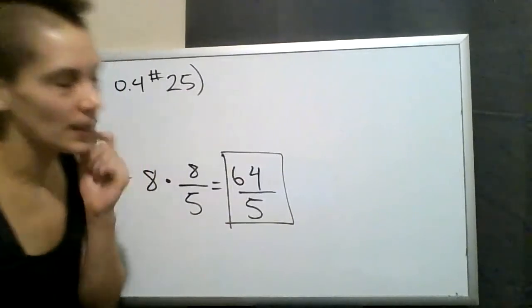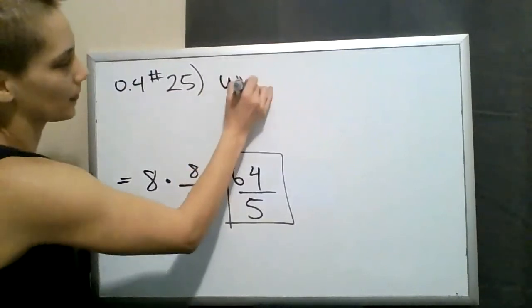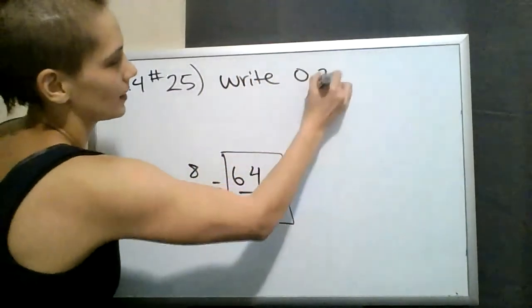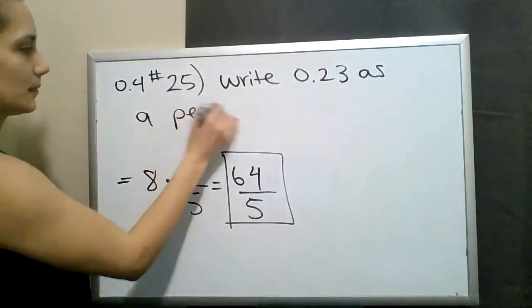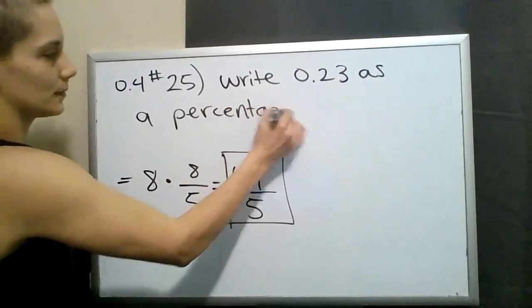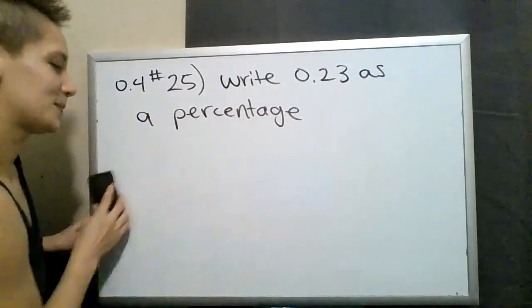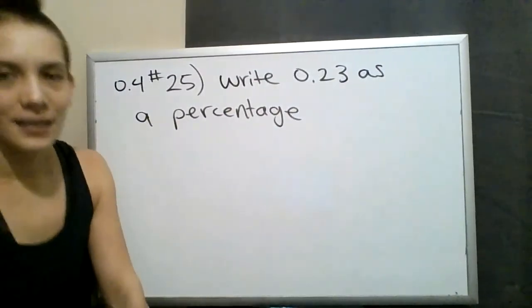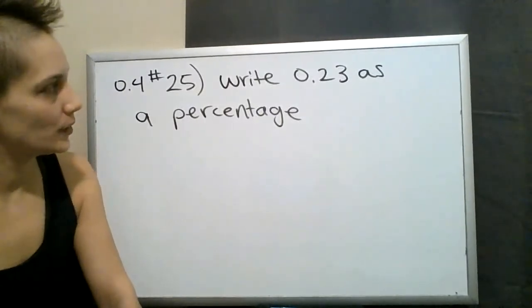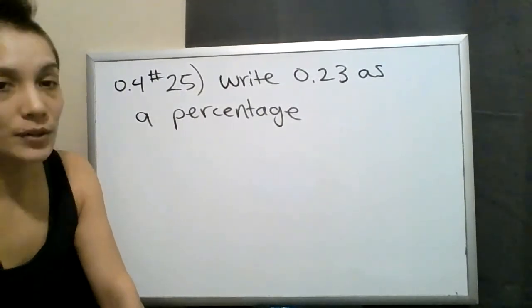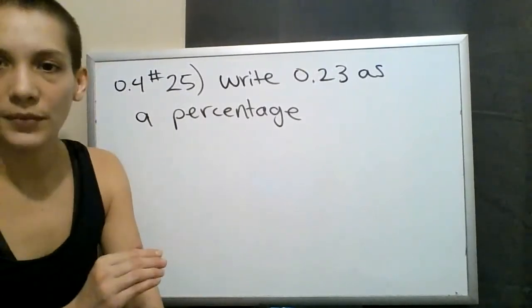Take 0.23 and write it as a percent. So what do we do? I would first take the decimal, change it to a fraction, then get, oh.